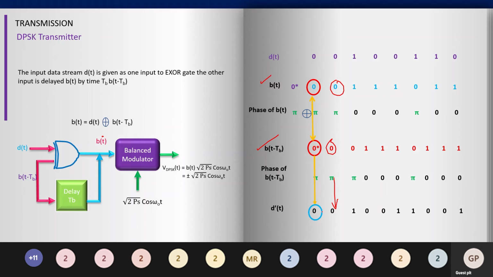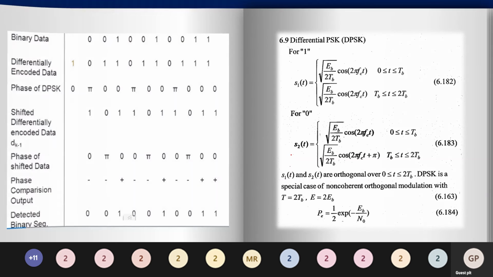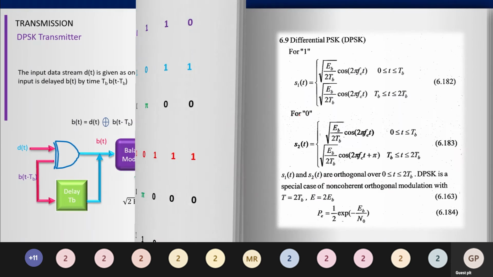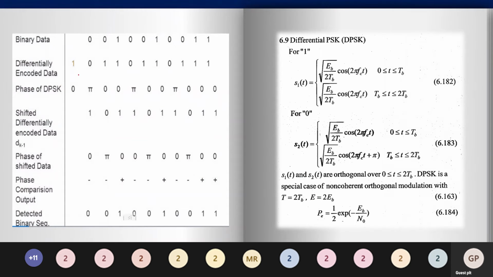Okay, so here we have taken, because based on this example only they have asked two questions. As you can see in here, the reference bit that we have taken is 0. So we'll see what will happen if the reference bit is 1. As you can see, we got binary data, and for the reference bit we have taken 1, that you have to shift it.